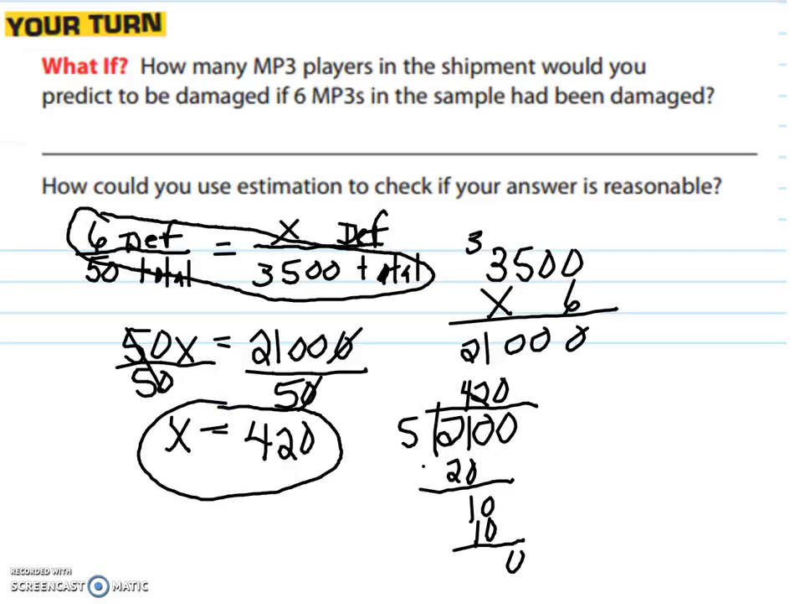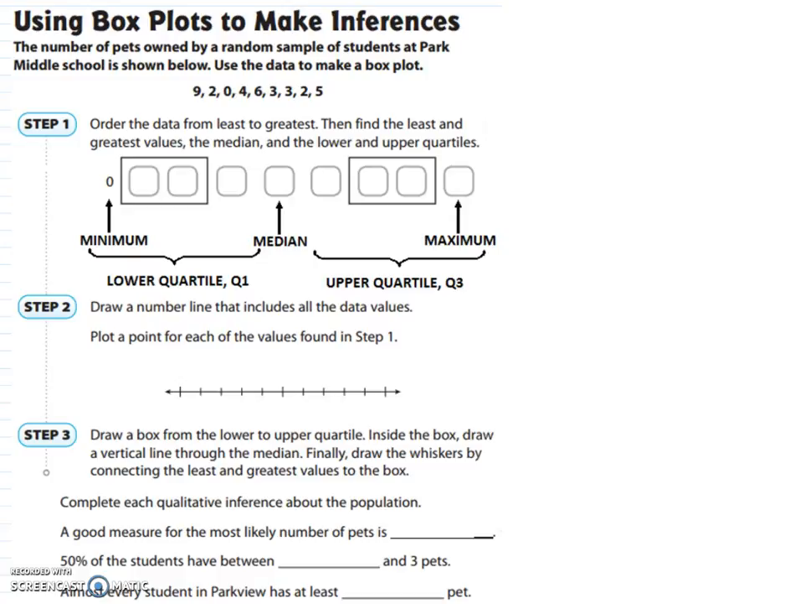All right, the last one. Using box plots to make inferences. Okay, step 1. Order the data values from least to greatest. Then find the least, the greatest, the median, and the lower and upper quartile. Okay, so the least is 0. Next, I have 2, 2, 3, 3, 4, 5, 6, and 9.